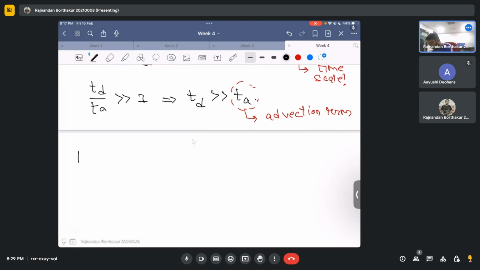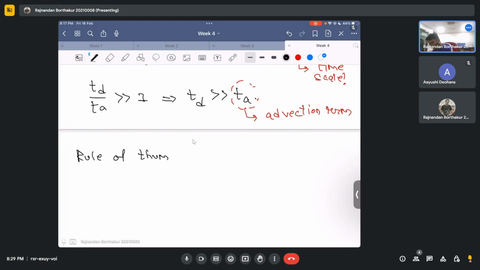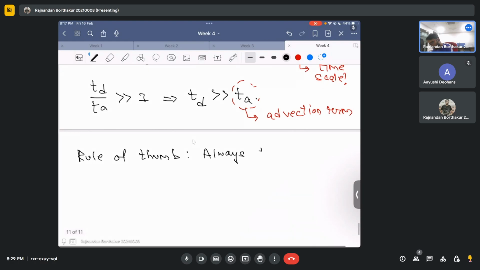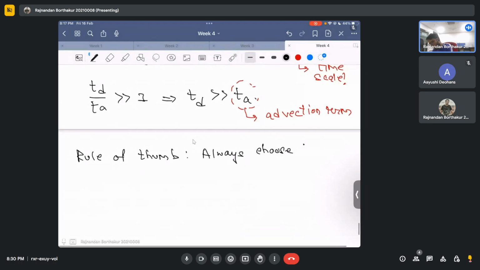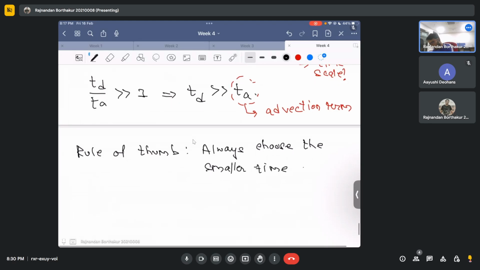The rule of thumb is that always choose the smaller time scale. That's the idea. So is this clear or not? I hope this is clear.